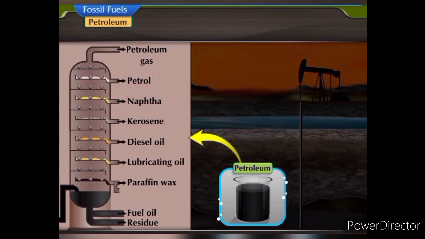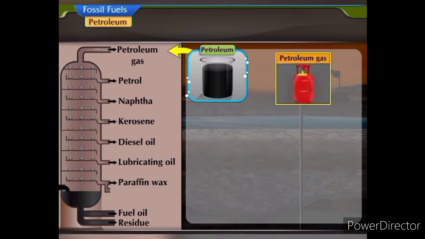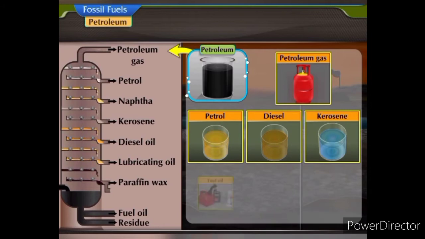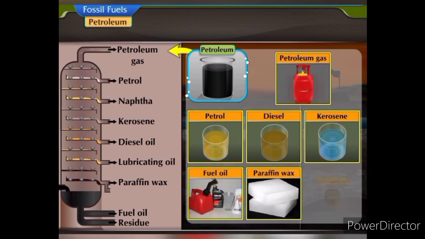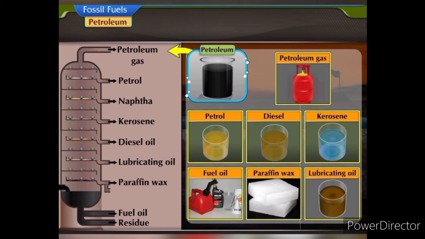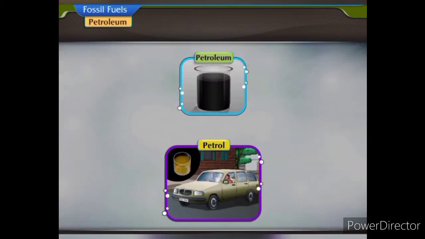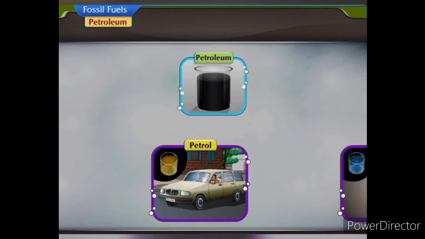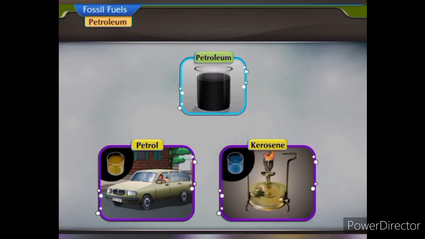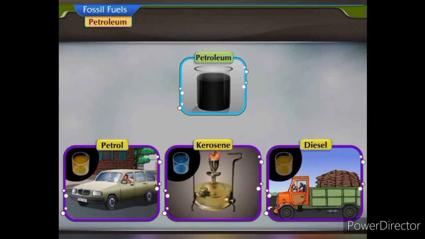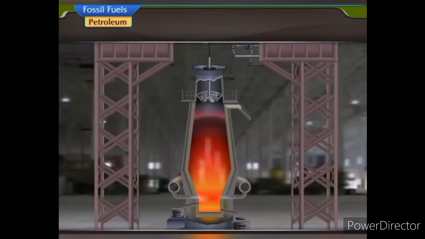The fractional distillation of petroleum gives petroleum gas, petrol, diesel, kerosene, fuel oil, paraffin wax, and lubricating oil as fractions. Petrol is used as a fuel for vehicles. Kerosene is used as a household fuel for stoves and lamps. It is also used for jet aircraft. Diesel is used as a fuel for heavy motor vehicles and electric generators. Fuel oil is used in big furnaces in factories.